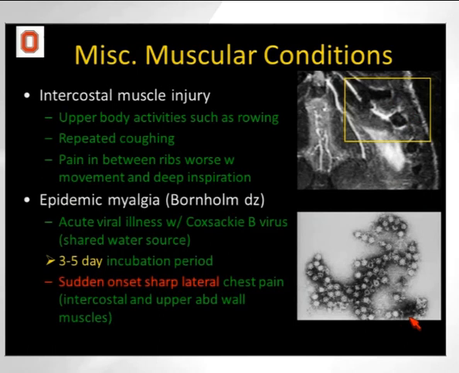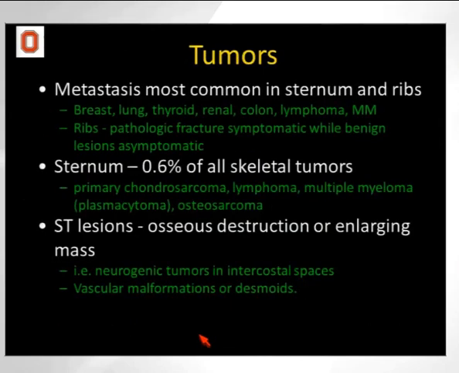Now, there is an entity called epidemic myalgia. It is an infectious disease, so usually you'll have a group of people coming in with chest pain. They will come in with sudden chest pain, but they will also come in with other manifestations of infection. They will either have skin manifestations or an upper respiratory infection. It's Coxsackie B viruses.